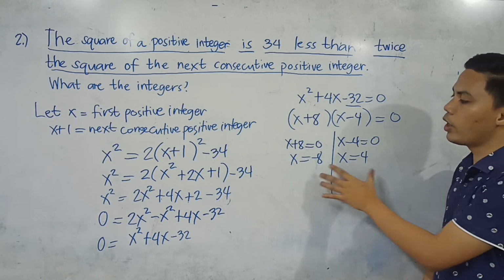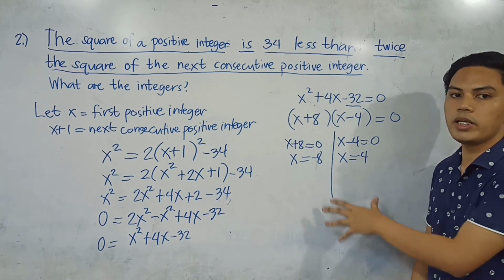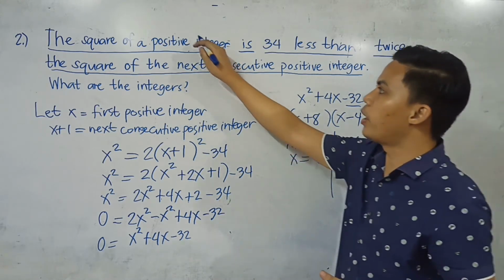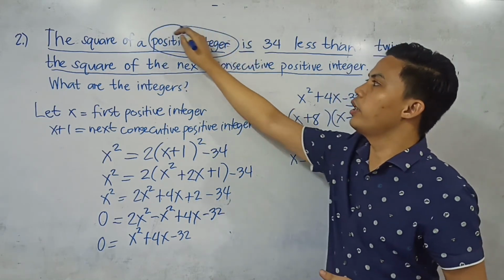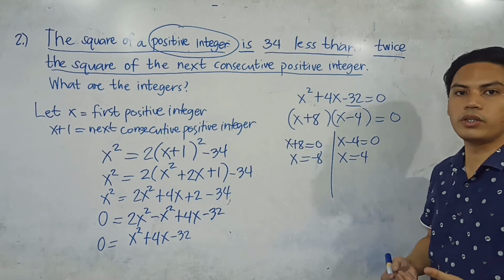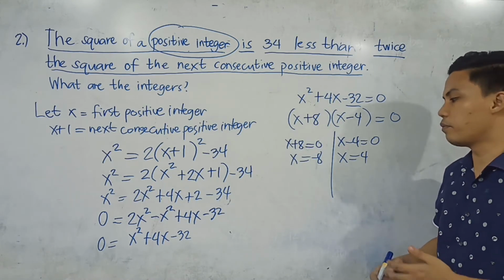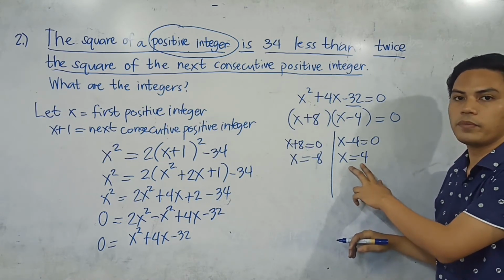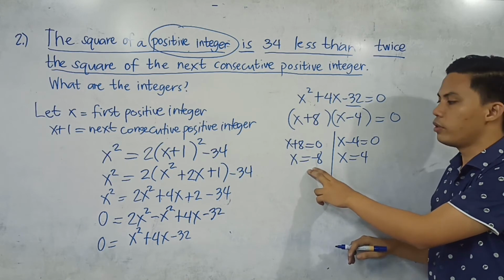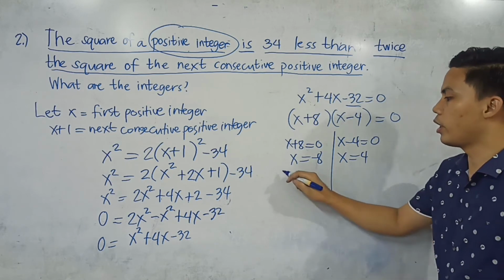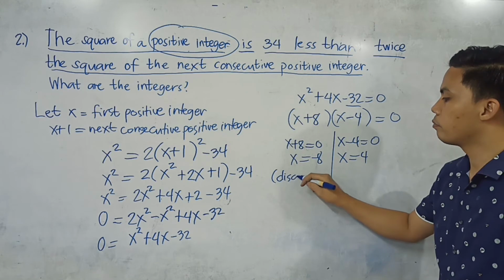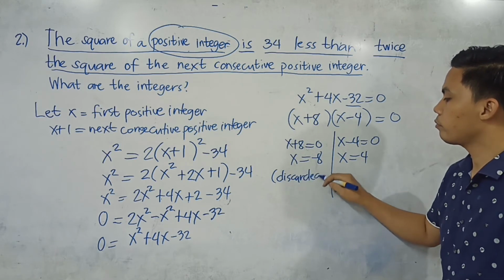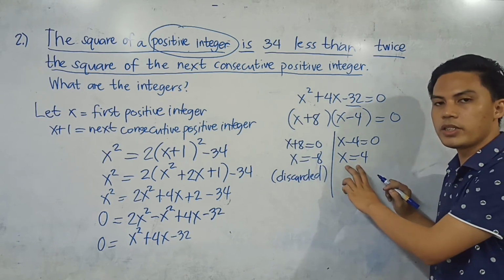Now, saan sa dalawa yung tamang sagot? So, based sa question natin, nakalagay dito, dapat, or yung hinihingi or nawawala would be the positive integer. So, yung i-consider lang natin na value is yung positive 4. Then, we have to discard negative 8. Okay, so negative 8 will be discarded. Consider natin si positive 4.